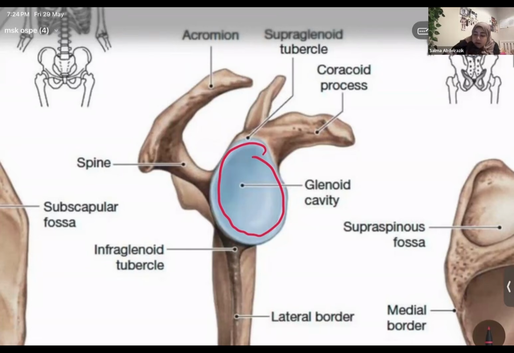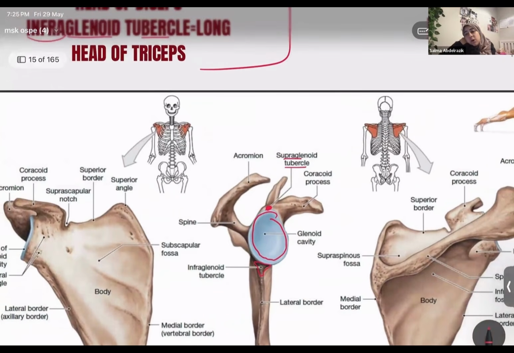Cool? Above it will be called supraglenoid. And since it's like a notch or like a tubercle, we'll call it tubercle, supraglenoid. And since we have supraglenoid, we have infraglenoid tubercle. Cool? This is all on the lateral view.